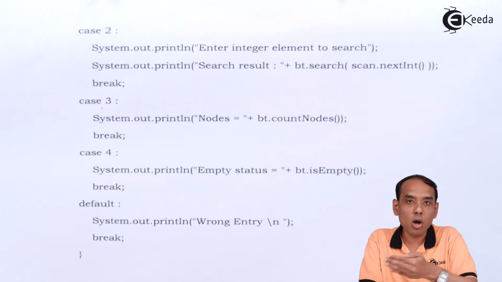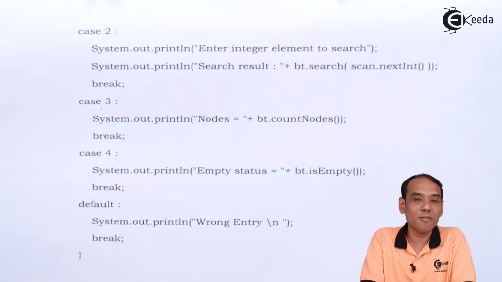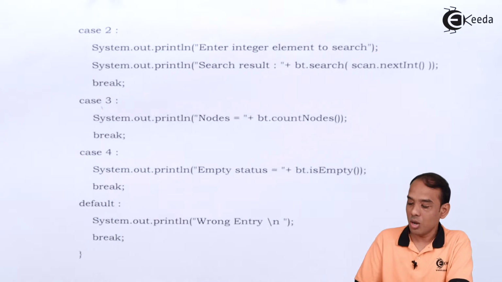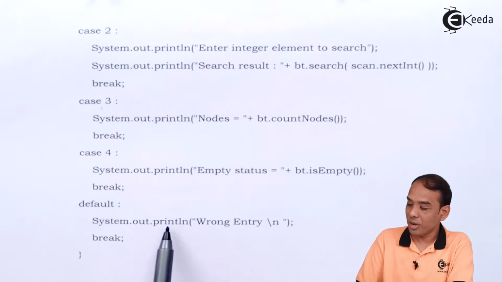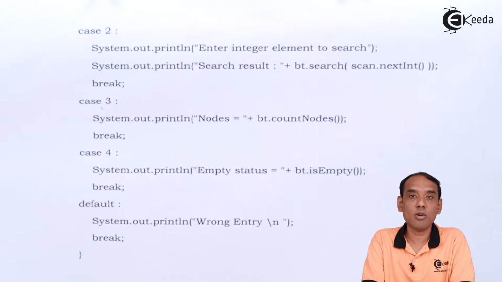Once we are done with all these 4 cases, there may be a case where the user enters a value greater than 4, or we can say less than 1. That is your default case. For this, you are going to write default: System.out.println("wrong entry"). That is, you are going to tell the user that this value is not given for the given list of operations. Hence it becomes a default value.